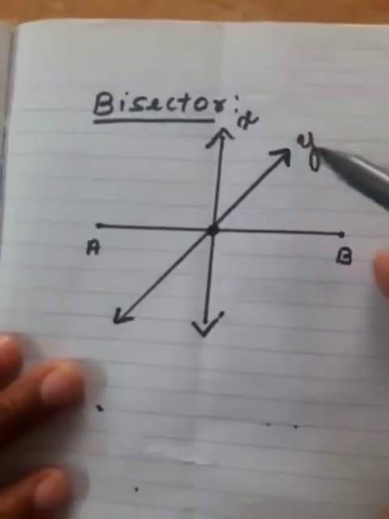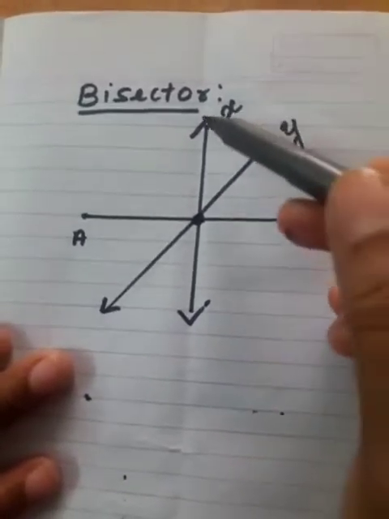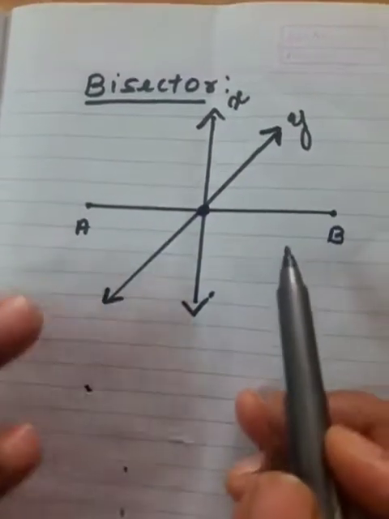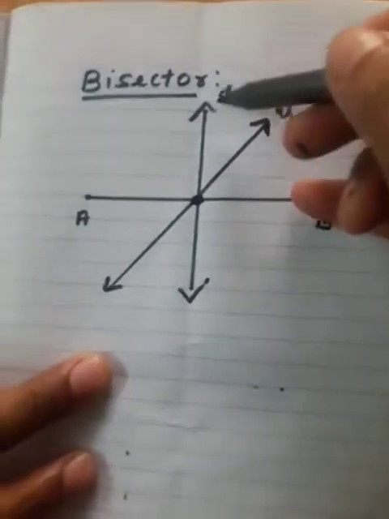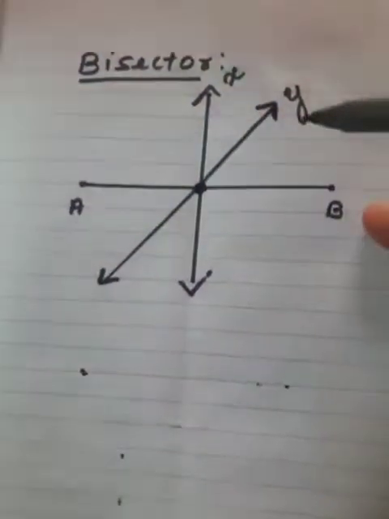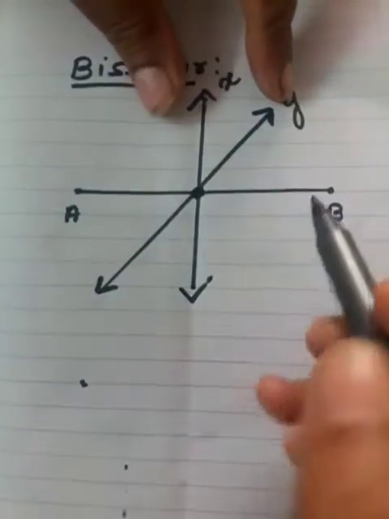So these lines, line X and line Y, are called bisectors of line segment AB. So bisector means what? It is a line that divides the segment into two equal parts. Correct? Here in this figure, line X and line Y divide segment AB into two equal parts.